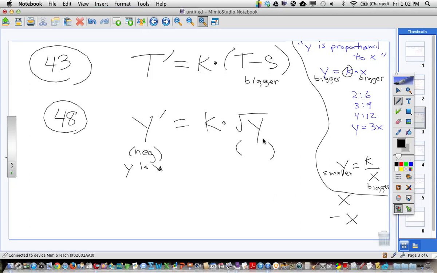Y is the depth. What do we know about the depth? That's positive, right? And when you do the square root of it, that's positive. So that's a positive value, has to be. So what's K got to be? This is a depth, has to be positive. And so K has to be negative to make that equation work.